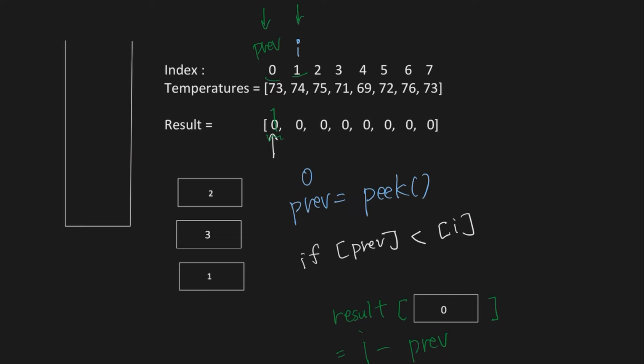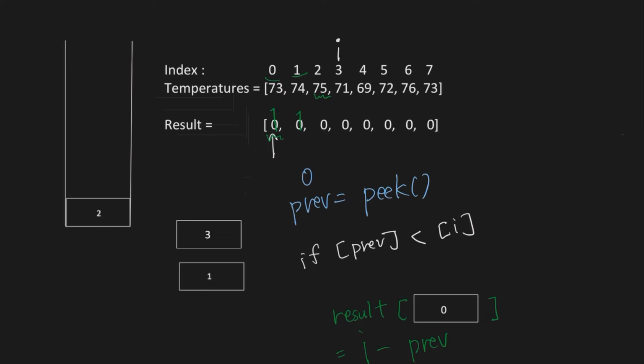And the same thing happens for the next index. So we're going to have 1. And let's try the next one. We have 75. So we're just going to push the index into the stack. We're going to go to the next index.